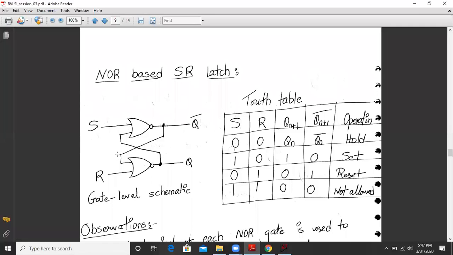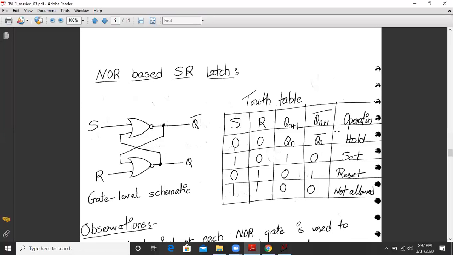And this is basically my cross-coupled structure. Here I have used two NOR gates, NOR gate number 1 and NOR gate number 2, and it has two complementary outputs, Q and Q bar. In the truth table, there is a term called Qn plus 1. It indicates the next state, so the previous state will be Qn. I hope you are following. Similarly, the complemented output Qn plus 1 bar is my next state, whereas my previous state is Qn bar.